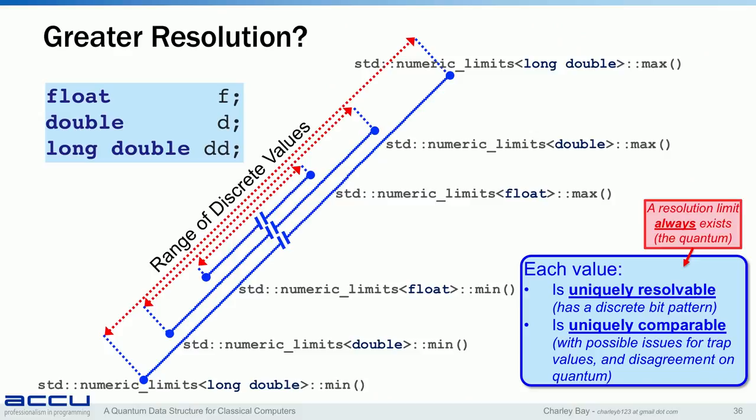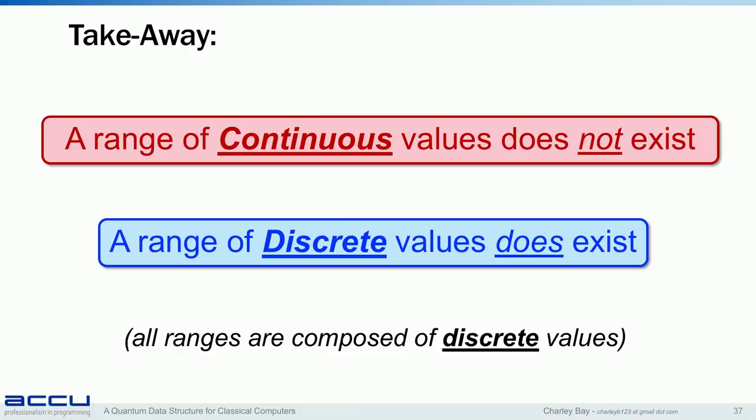It's just kind of a spread, depending on how you want to represent floats on your hardware. So the takeaway: a continuous range does not exist. It does not. You have discrete bit patterns. You are limited by resolution. A resolution limit always exists. You cannot get around that. All ranges are composed of discrete values. There may be a lot of them if you have more bits, but they're just ranges of discrete values.